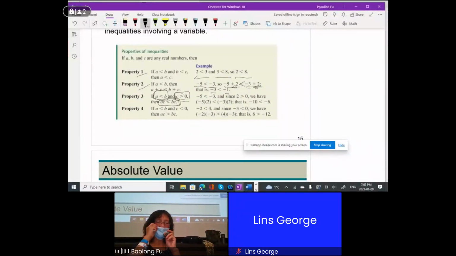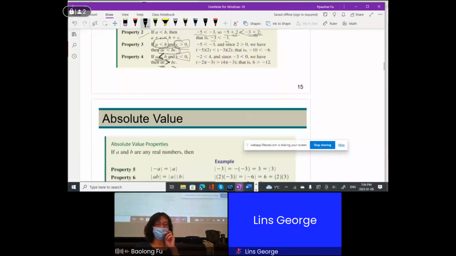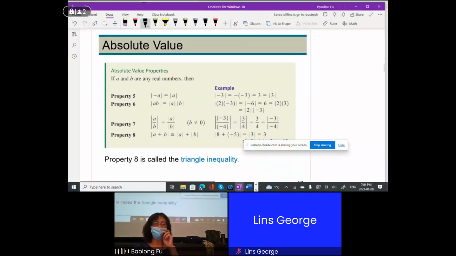But how about if C is smaller than 0? If C is smaller than 0, and A is smaller than B, then A times C is greater than B times C. If you multiply by a negative number, it changes the direction. Before you have A smaller than B, but because you multiply this inequality by a negative number, the result changes to greater than. Again, those are just review from high school knowledge. Everything we did here, the first part, is review of high school knowledge.